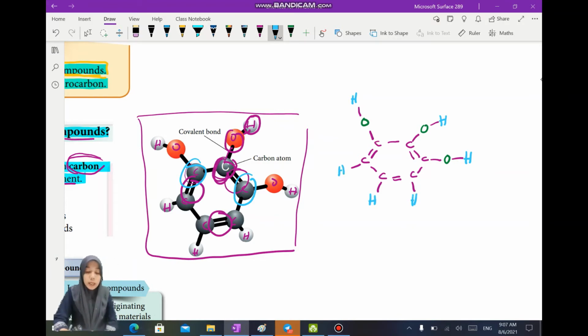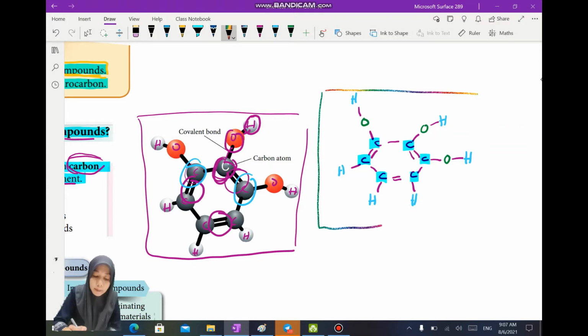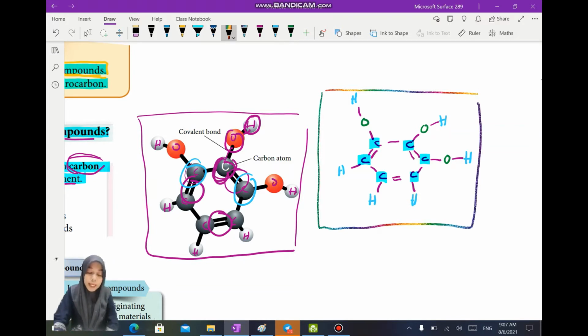So here we look at here. Di sini menunjukkan bahawa di dalam sebatian ini, this is carbon compound. Di dalam sebatian ini mengandungi atom carbon sebagai unsur juzuknya. Bermaksud ada atom carbon kat dalamnya. Inilah yang dikatakan sebagai sebatian karbon or carbon compound. Okay, teacher, kenapa C itu mempunyai ikatan yang berbeza dengan O dan H?